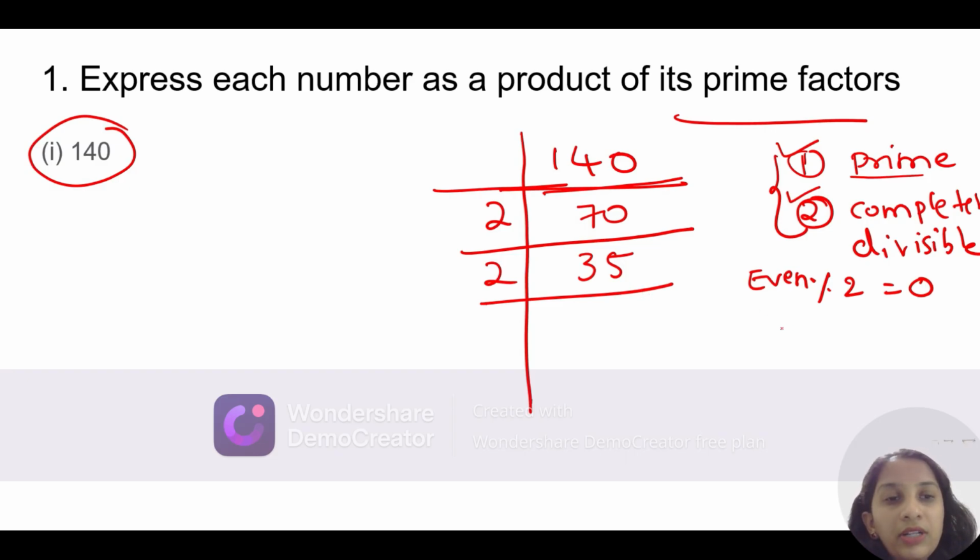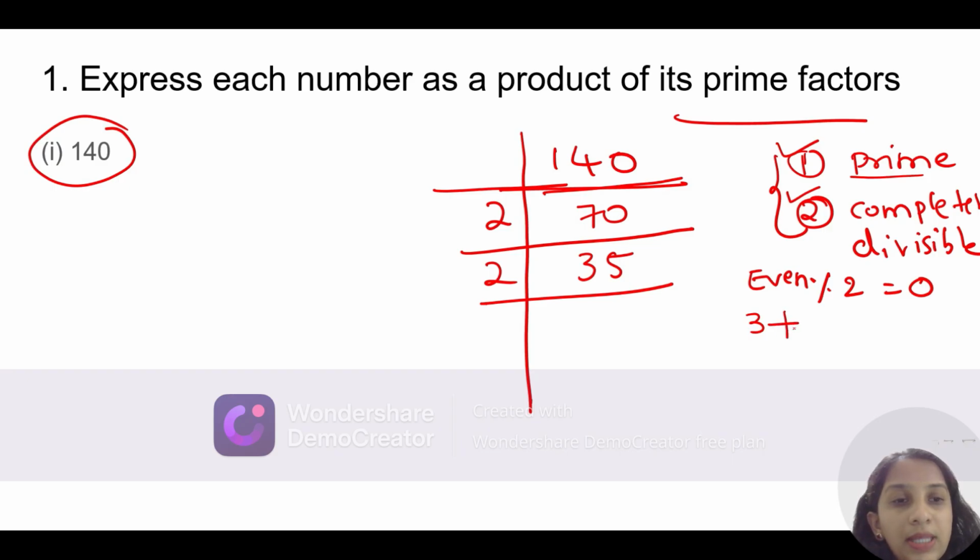But which is the next prime number after 2? 3 is the next prime number. Can I take 3 to divide 35? No, it is not possible, because 35 is not completely divisible by 3. But how did I get to know that 35 is not completely divisible by 3? There is a trick.